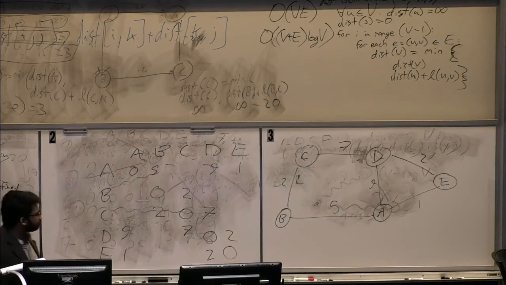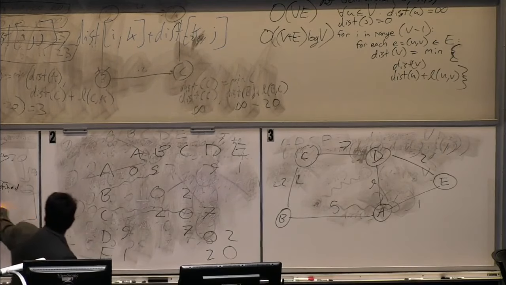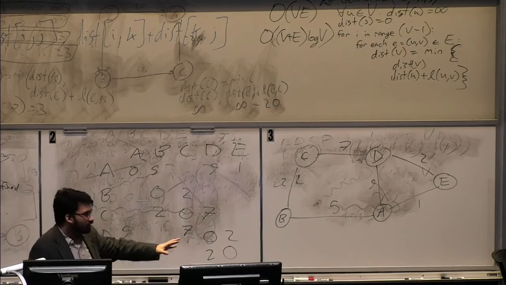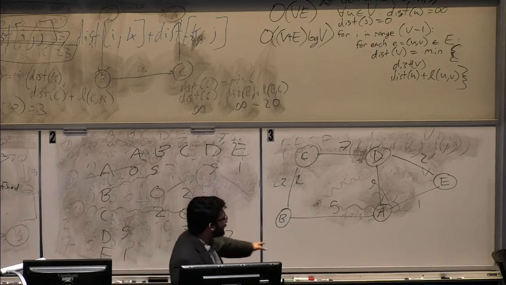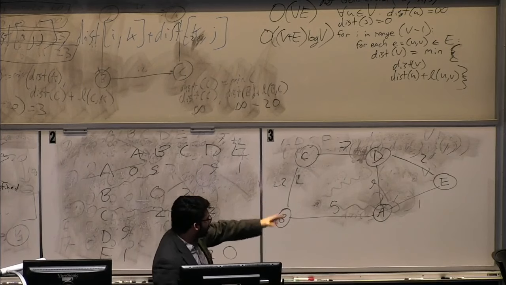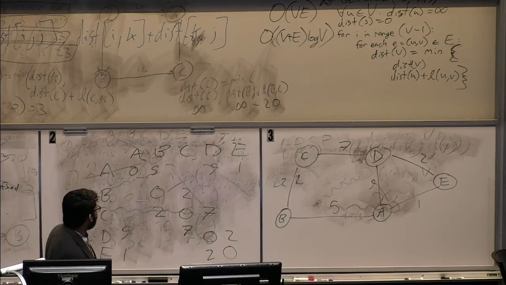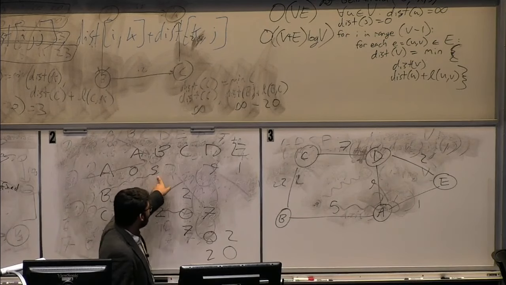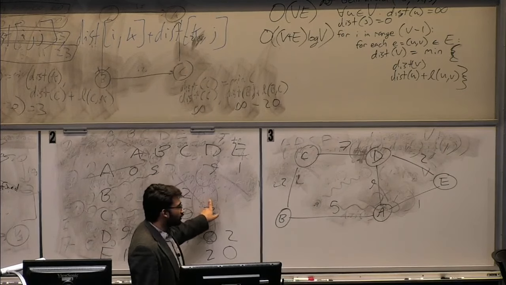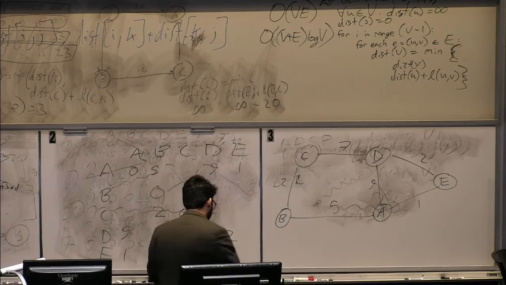Now, consider the outer loop k is A. So consider all the paths that go through A or don't go through A, right? All the paths that go through A could be B to D or B to E, or D to B or D to E as well. Those are the only ones we're going to update. So we look at B to D, which is infinity. But we consider the shortest path of infinity versus 5 plus 9. And 5 plus 9 is 14, so that's going to be less.